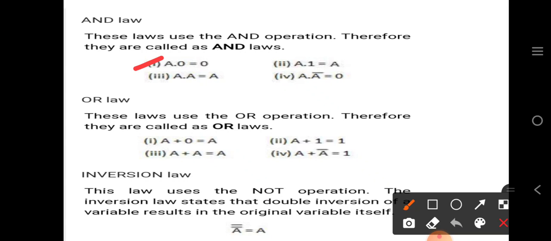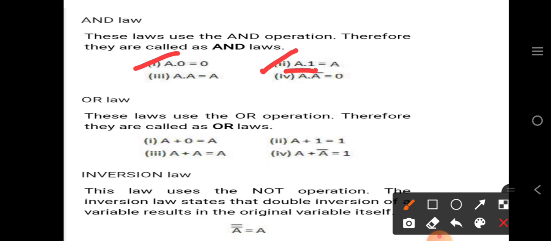Here in the first you can see A dot 0 is equal to 0, meaning if any gate is ANDed with 0, then the output will be 0. The second AND law states that A dot 1 is equal to A, meaning if any number is multiplied with 1, then the output will be the number itself, the number which is multiplied by 1.